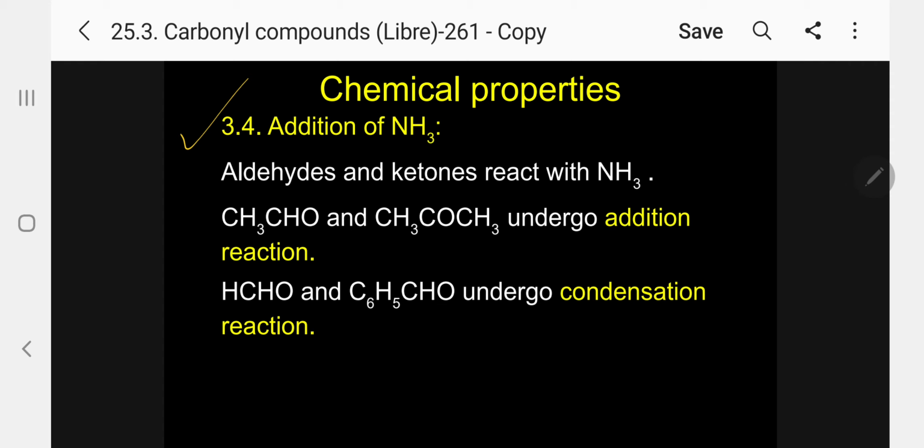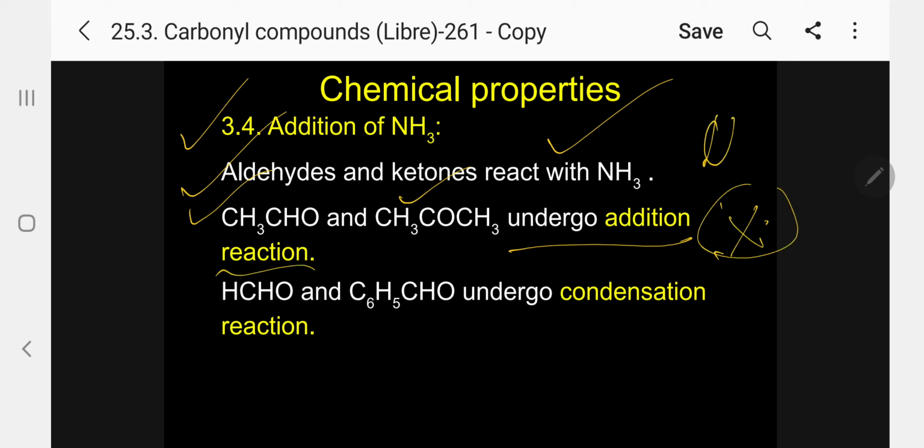The next important topic is addition of ammonia. Please follow. This is the most important again. Now, here ammonia reacts in different ways depending upon the nature of the aldehyde and ketone. Aldehydes and ketones undergo addition reaction with ammonia. Say for example, acetaldehyde and acetone undergo addition reaction. Please memorize. Acetaldehyde, aliphatic, and acetone undergo addition reactions.